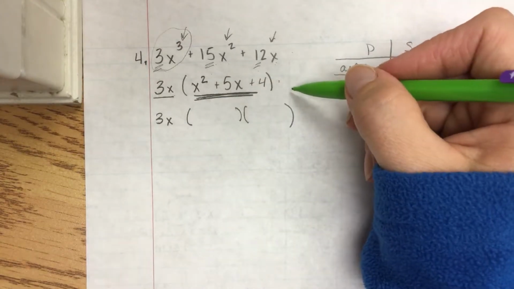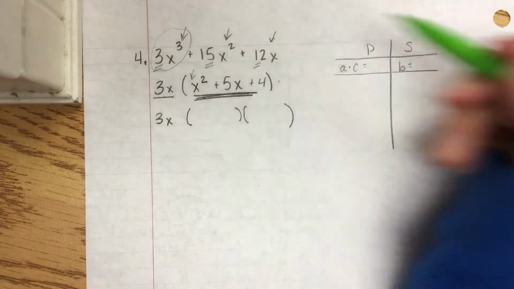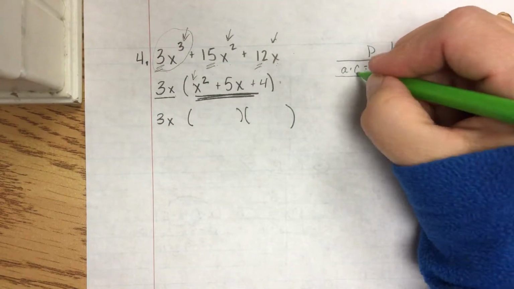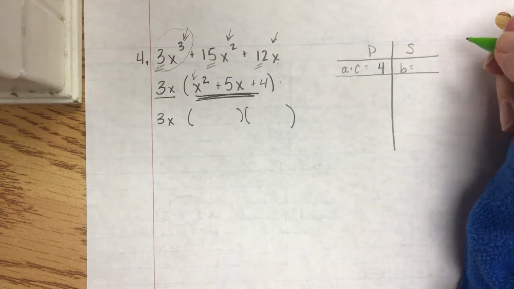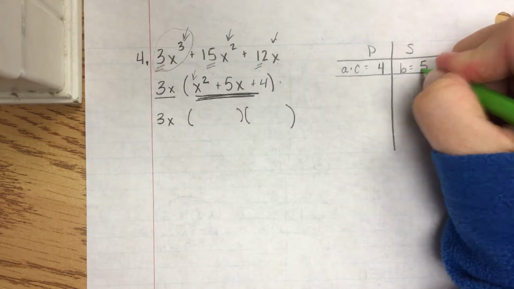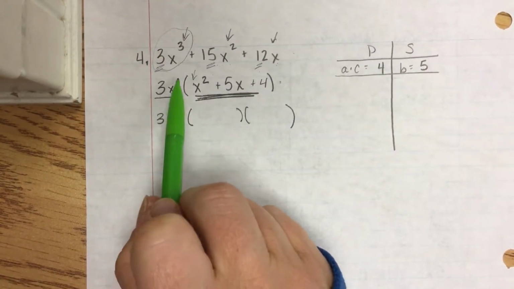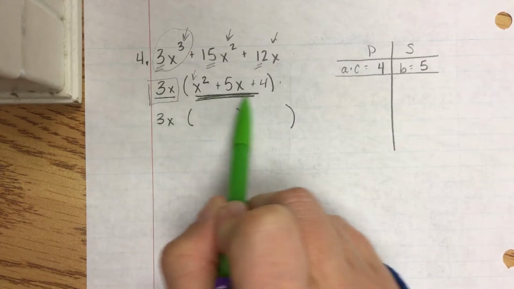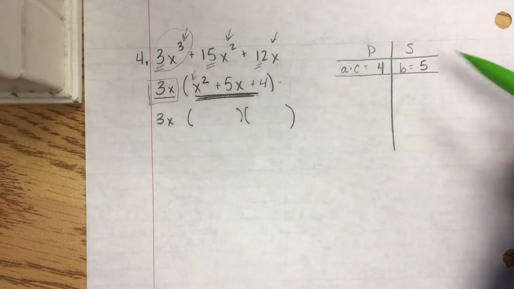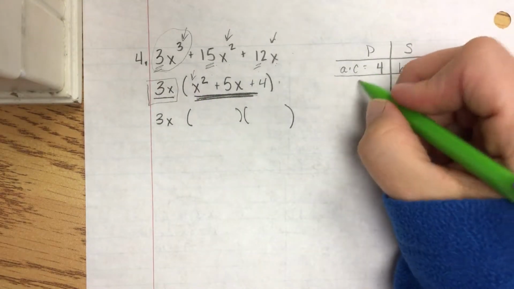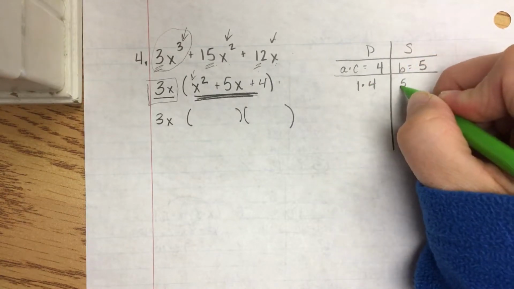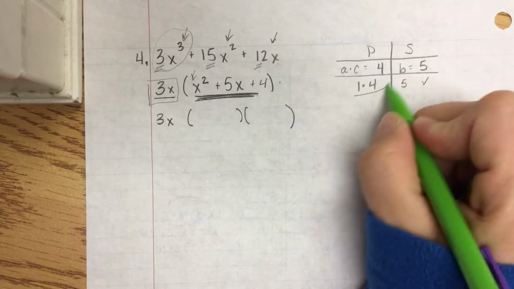If I look at my leading coefficient, hot dog, it's now 1. So my a times my c value is 4, and my b value is the middle term 5. So again, when I take out my GCF, I don't use it for the product sum chart. This is what I'm trying to factor. So my multipliers for 4, I have 1 times 4. That gives me 5. Those are the numbers that I need.